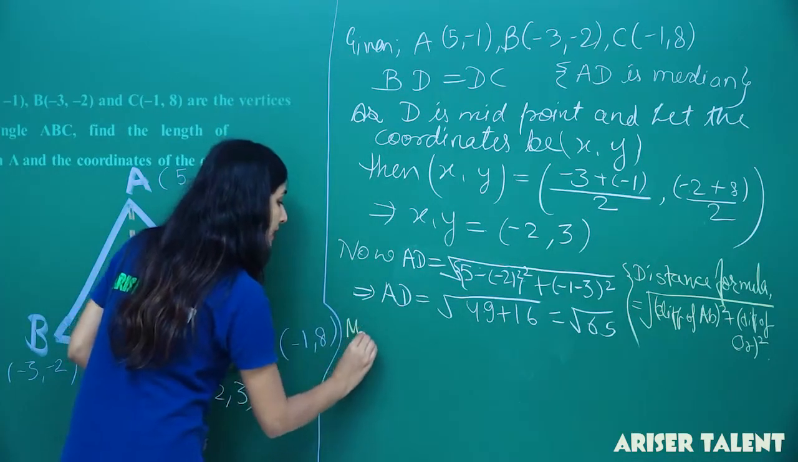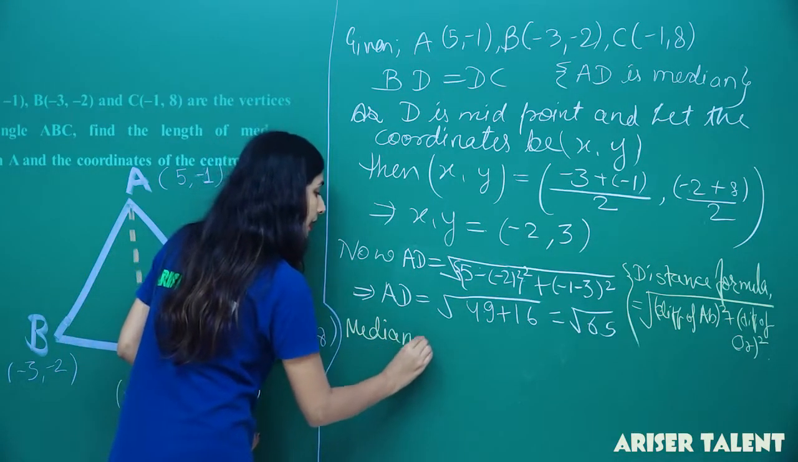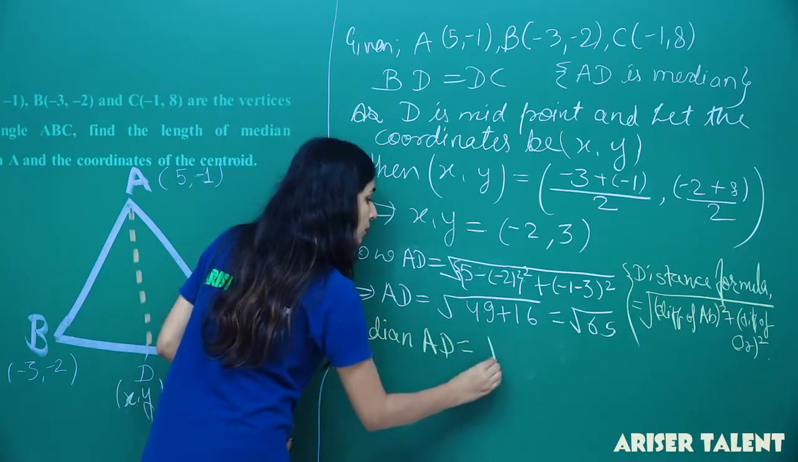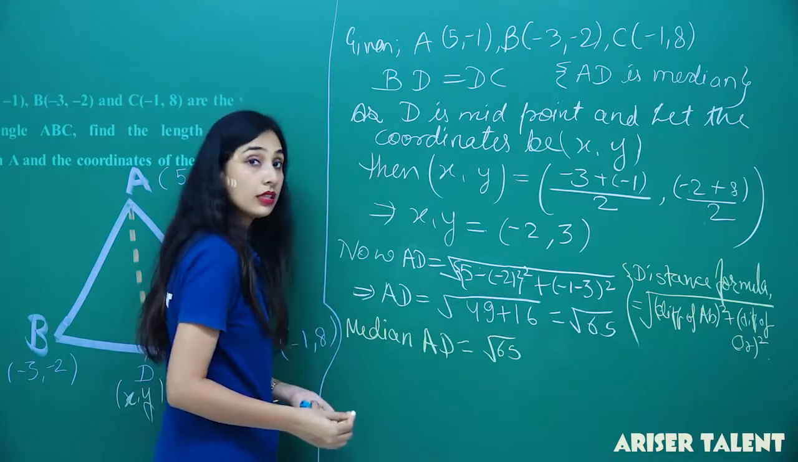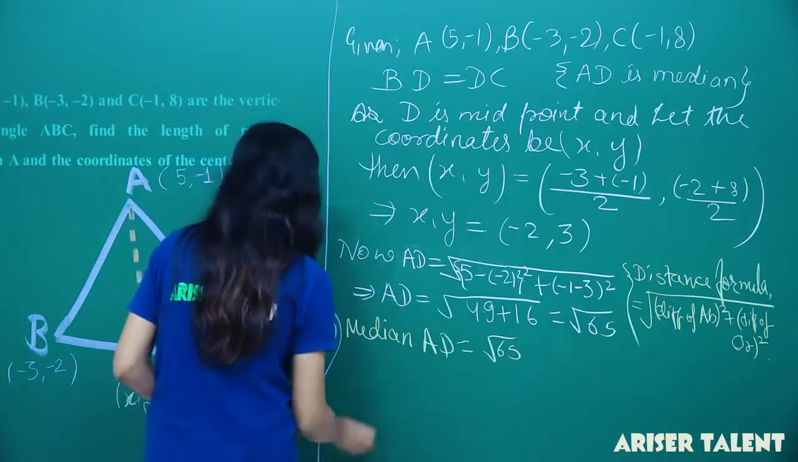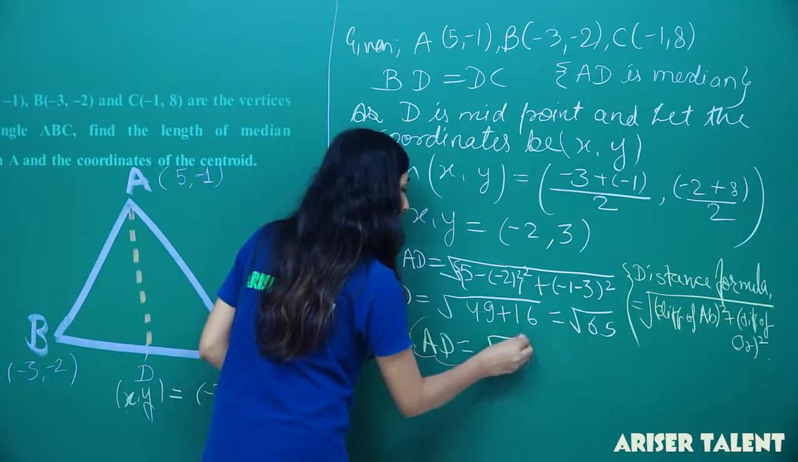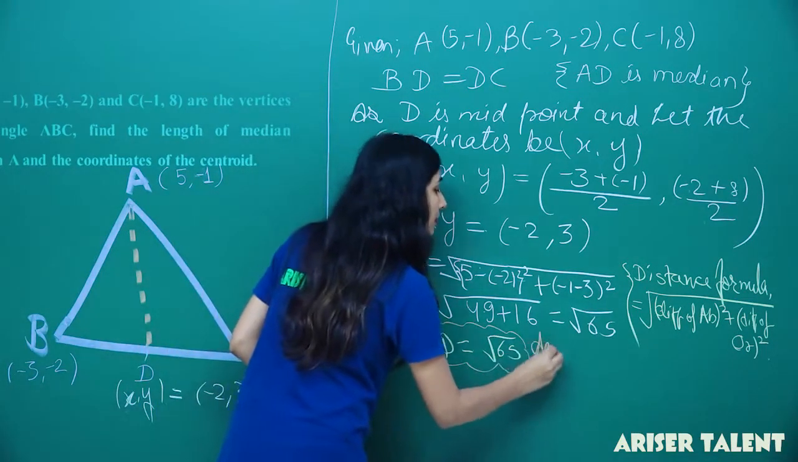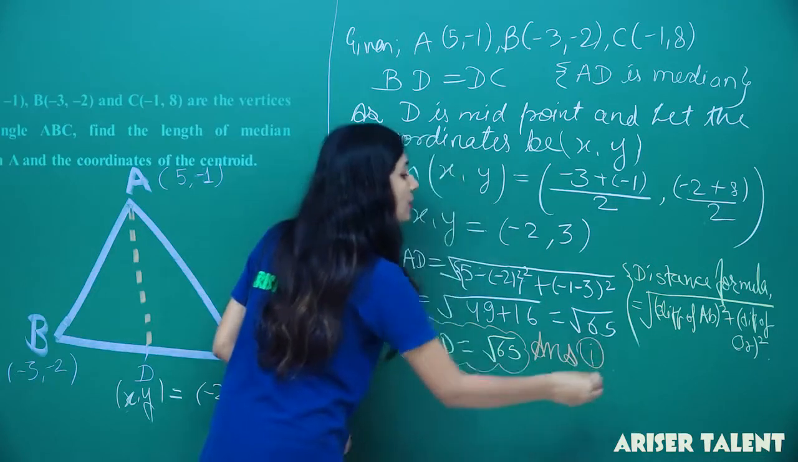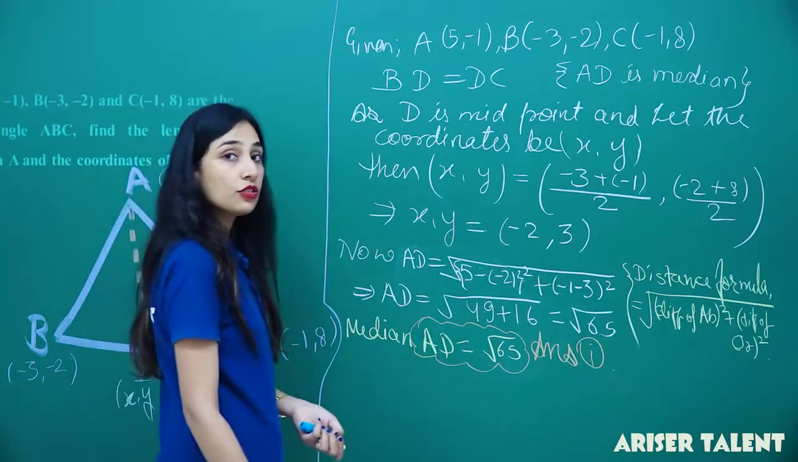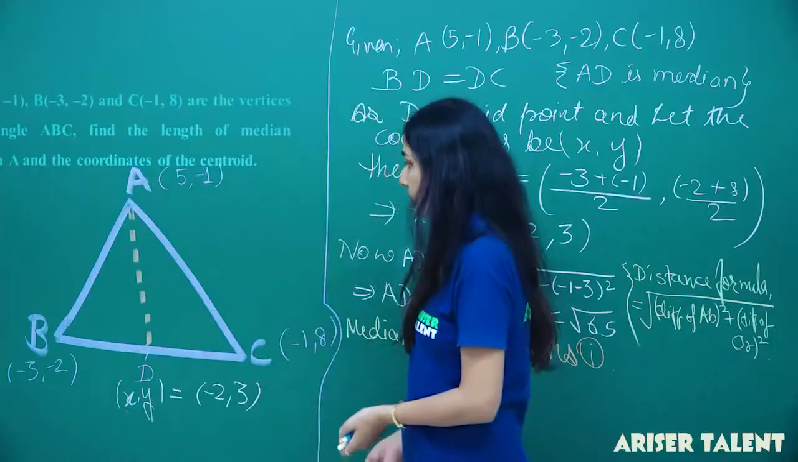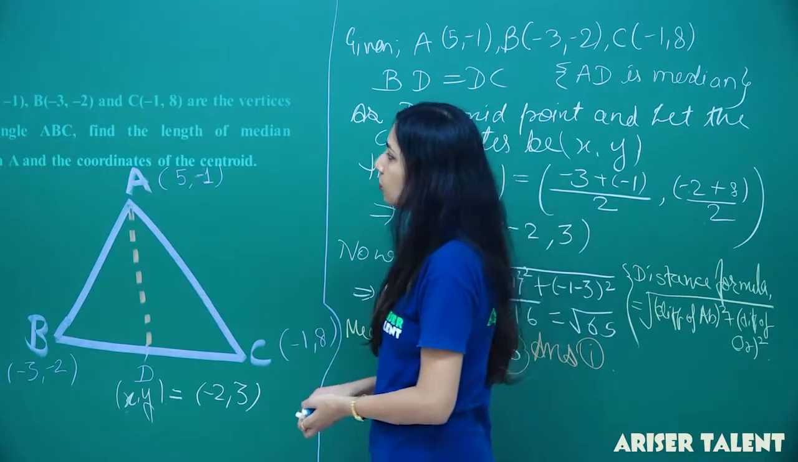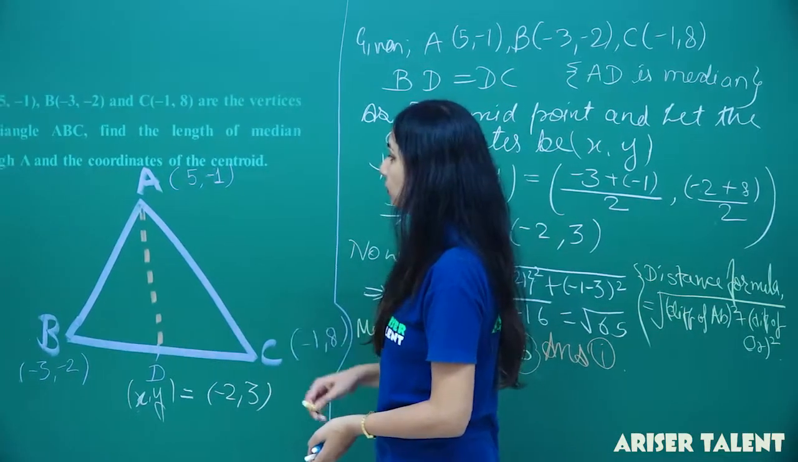So the median AD equals root of 65. This is our first answer. Why answer first? Because answer 2 is in the queue. What is answer 2? The coordinates of the centroid.